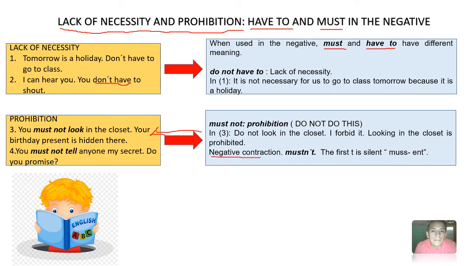But in the negative contraction, we can use the modal must in a negative form by using this contracted form, mustn't, without pronouncing the consonant T. The first T is silent, like mustn't.